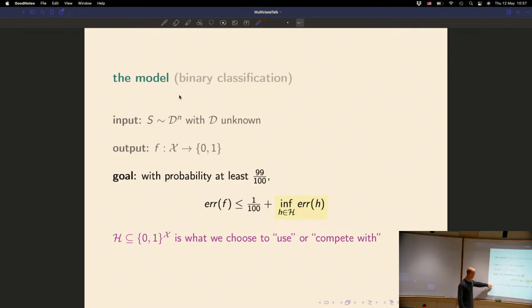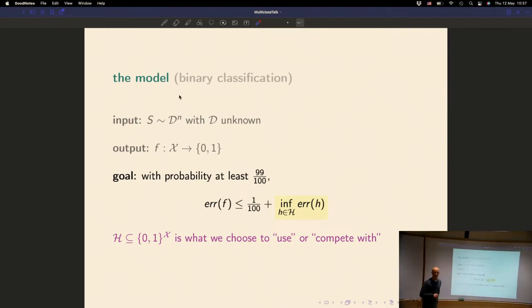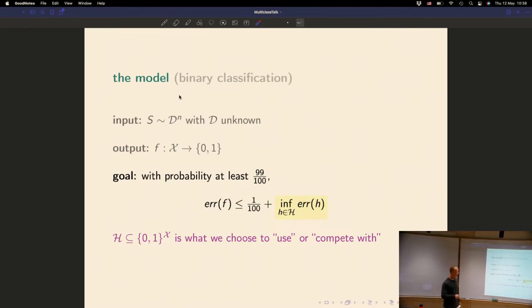And the way we can think about this H is in two ways. H can be thought of as the collection of functions we are going to use as an algorithm designer. Or we can think about it as the class of functions we want to compete with. We are going to think about H as a collection of functions we are going to compete with. And then the goal is to output with 99% probability a function f whose error is slightly more than the best function in the class.